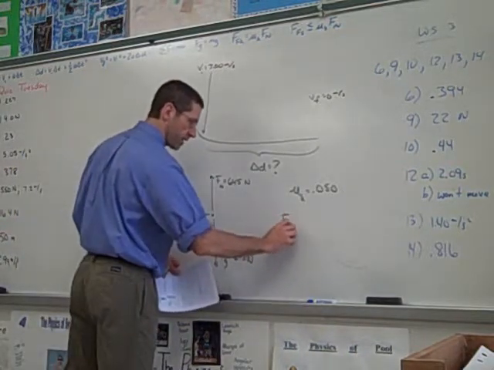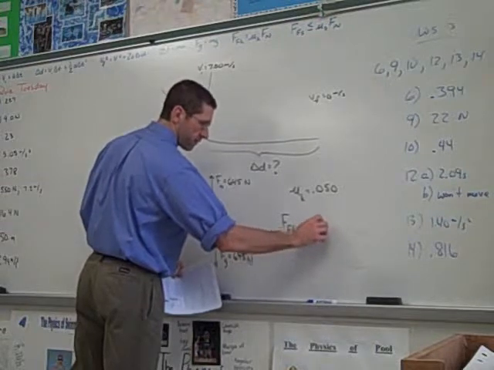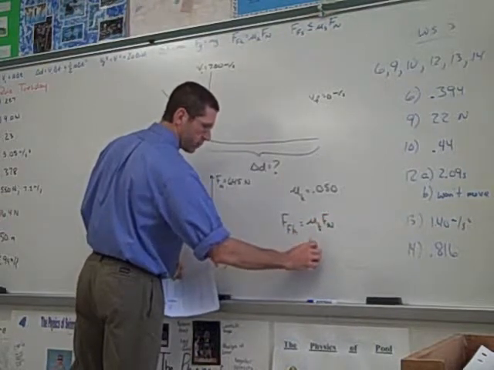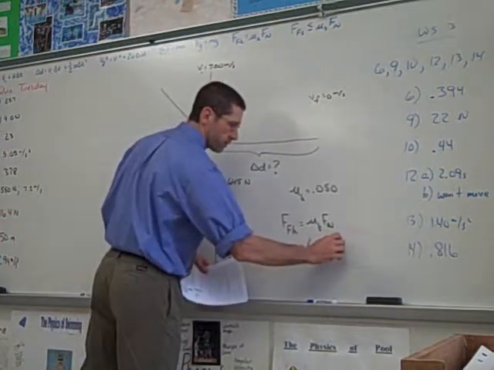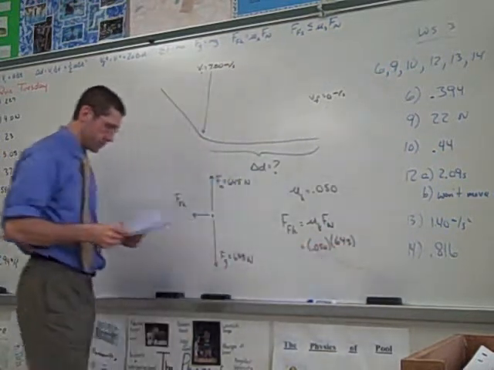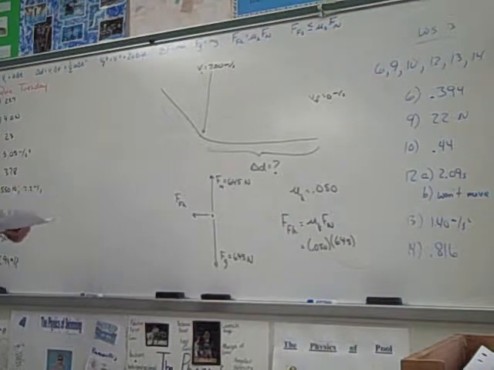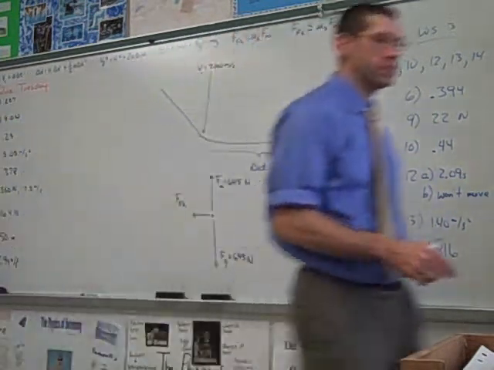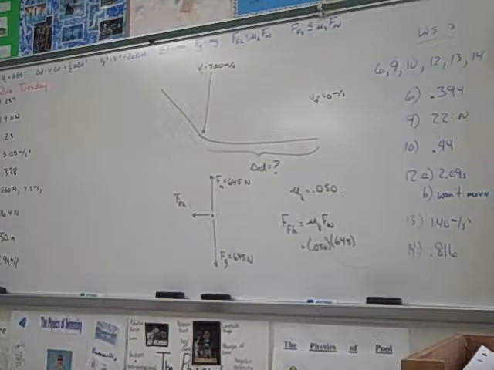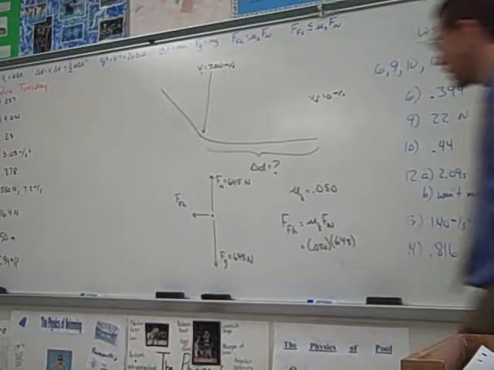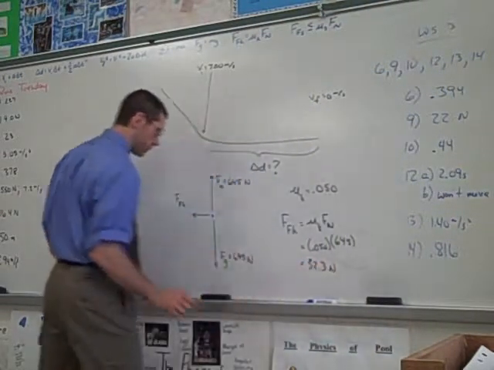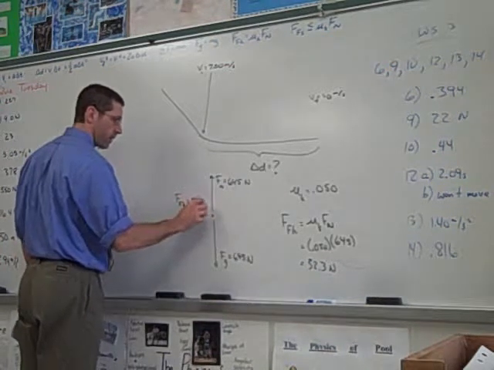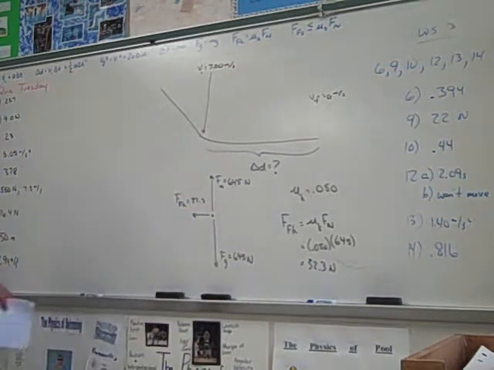So Ffk equals mu k Fn. So it's going to be 0.050 times 645, which is our normal force. And so for the friction force, we get 32.3 newtons. That's here. And now that is our only force in the x direction.